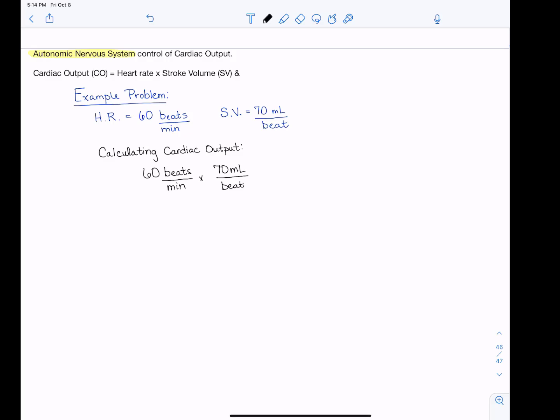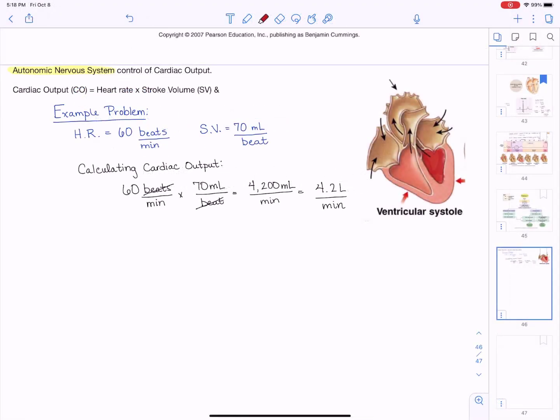That basically is an indicator of how much blood is leaving my left ventricle per minute. And it's another way to assess how much blood is circulating around my body per minute. Let's explore stroke volume in a little bit more detail.